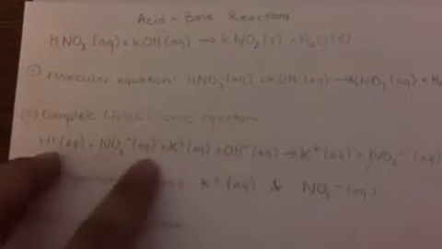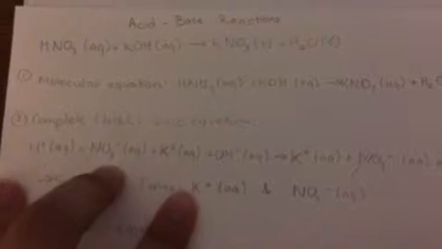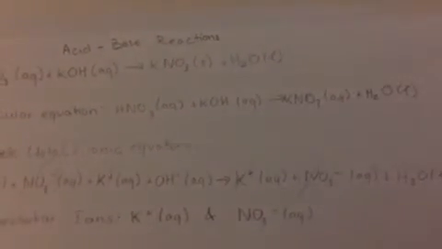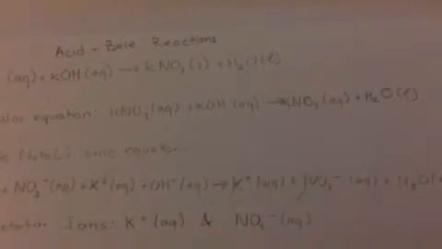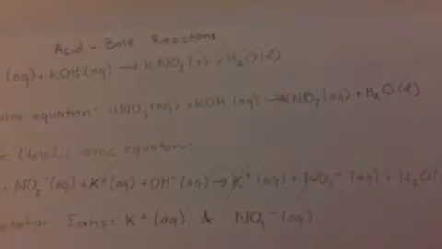In the complete total ionic equation, we write every single element by itself. However, the reason why I left NO3 minus alone and OH minus alone and water alone is that liquid can't be broken down into cations and anions. Aqueous solutions break down into cations and anions.